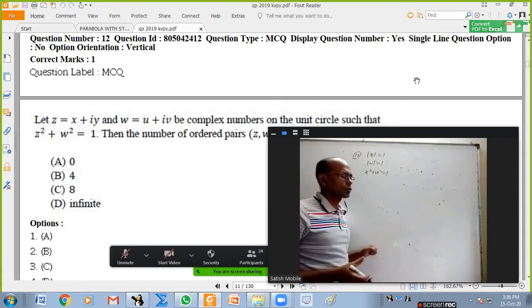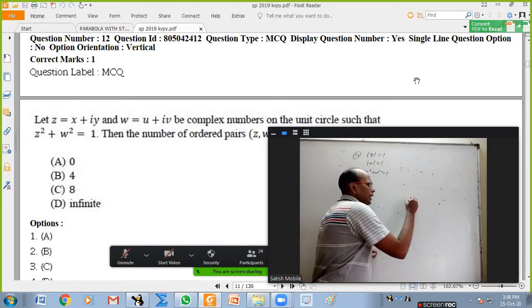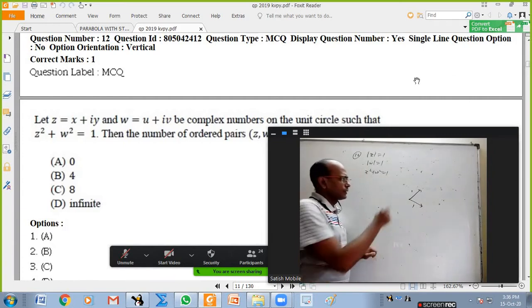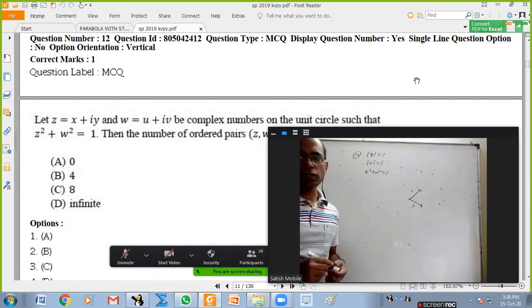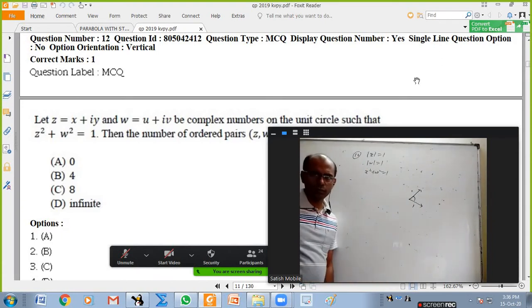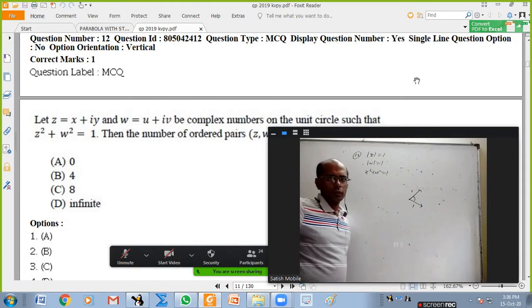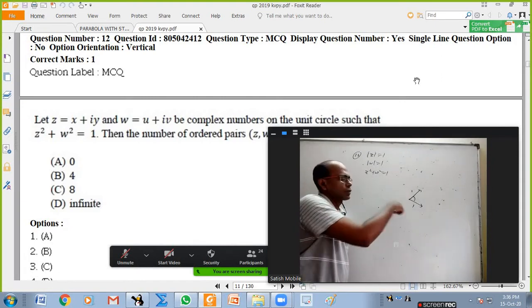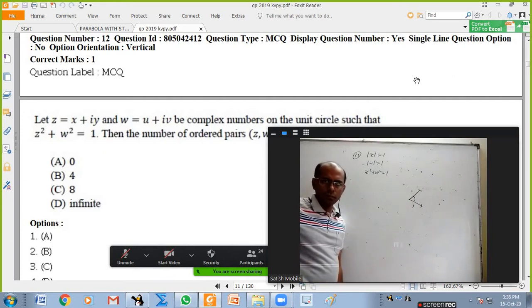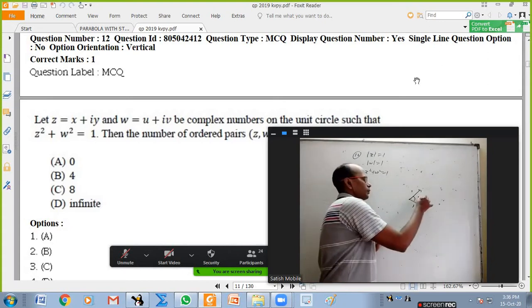Let me ask one question to all of you. I have two unit vectors, 1 unit and 1 unit. The resultant will be there, right? That also I want to be 1 unit. For that, what should be this angle? I want the resultant of two unit vectors also to be a unit vector. What should be the angle between them? Anybody? 120. Yes, it should be 120 degrees.